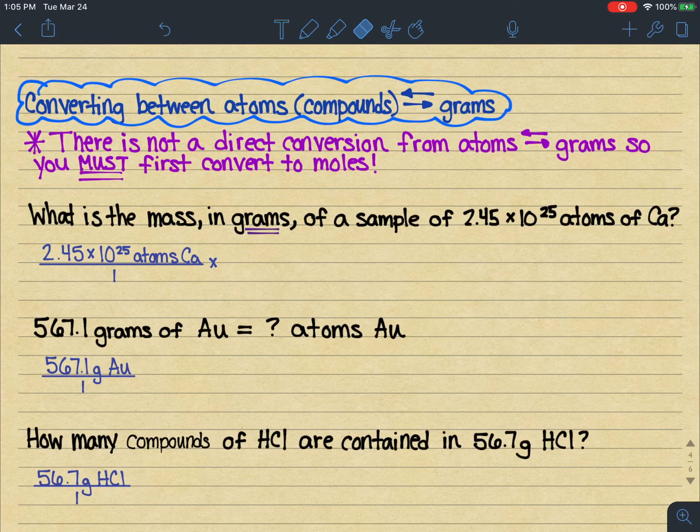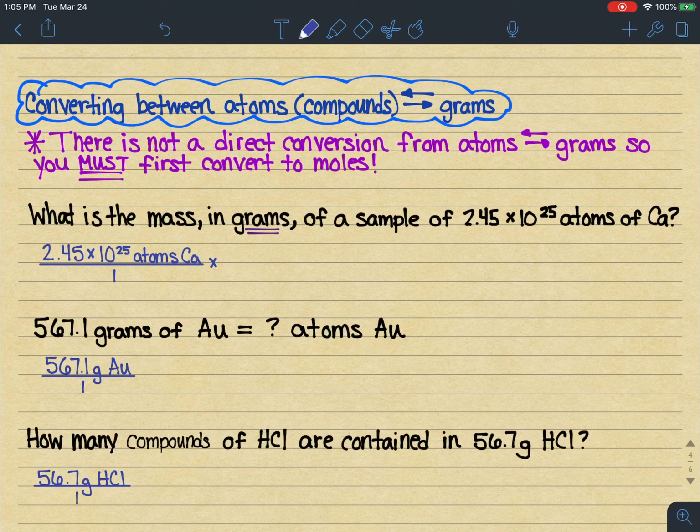This lesson will focus on the conversion between atoms and compounds to their equivalent mass. Now, something that I need to note, and I will emphasize this over and over again, there is not a direct conversion from atoms to grams, so first you must convert to moles. So we can go directly from moles to atoms or moles to compounds.